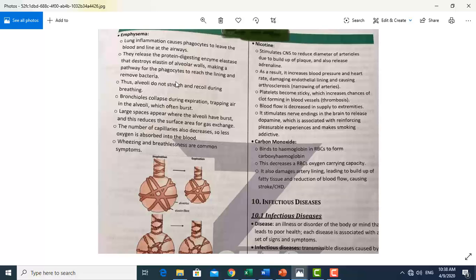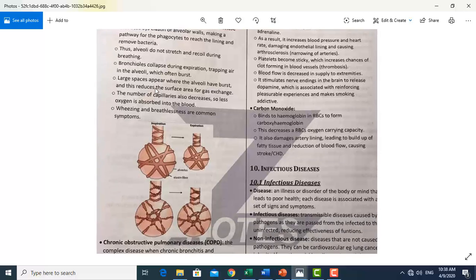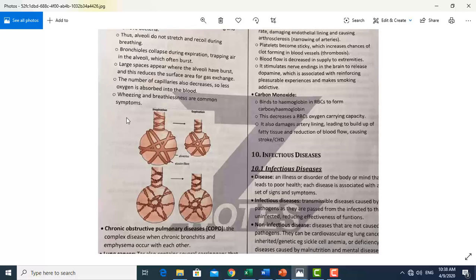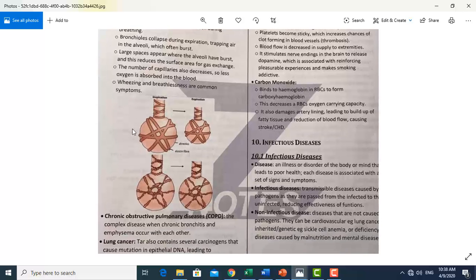Thus, the alveoli do not stretch and recoil during breathing, which is a major problem here. The bronchioles collapse during expiration, trapping the air inside the alveoli, which often burst. Large spaces appear where the alveoli have burst, and this reduces the surface area for gas exchange. The number of capillaries also decreases, so less oxygen is absorbed into the blood, and wheezing and breathlessness are common symptoms.